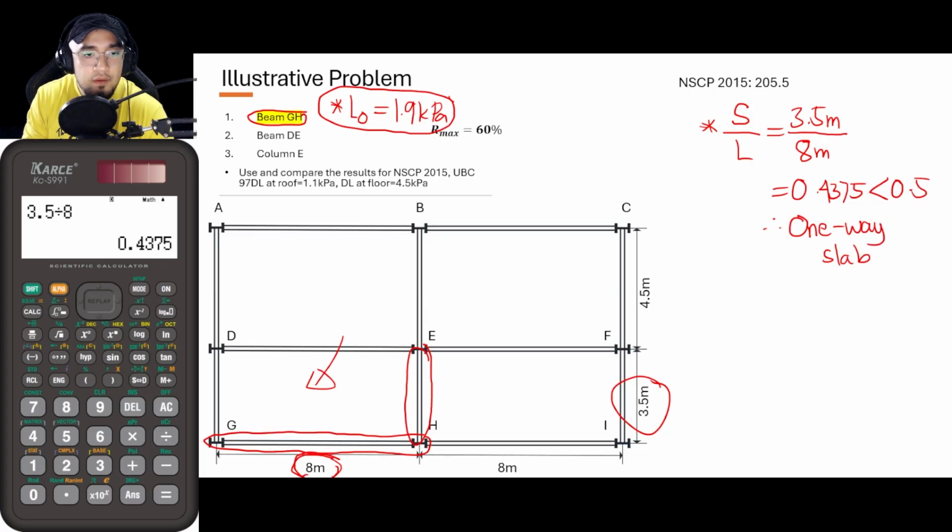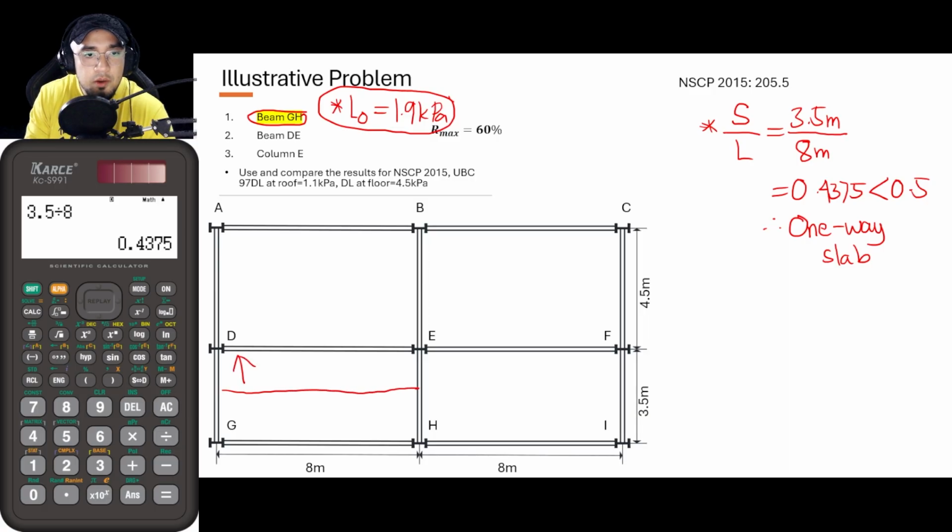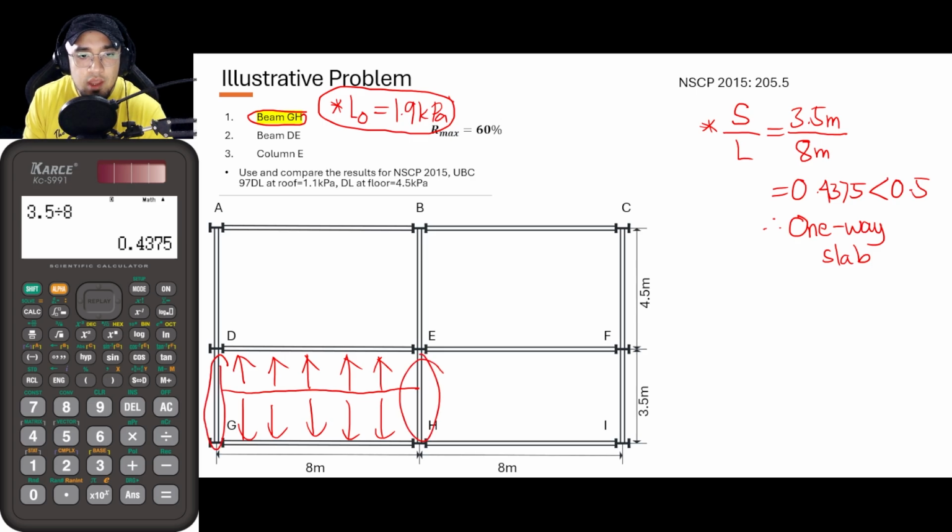From that, it is now assumed that for this particular slab, the distribution is only in one dimension. So the loads will only go to the longer span. As you can see here, the loads at the slab will not be transferred to this location. With that being said, for beam GH, its tributary area will be this shaded part right here, which is half of 3.5.